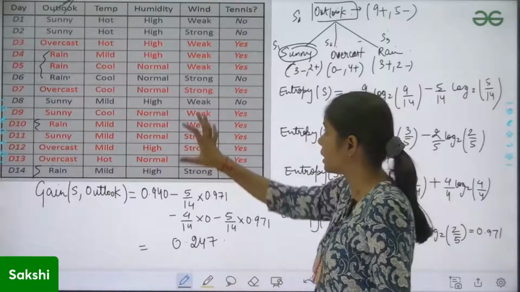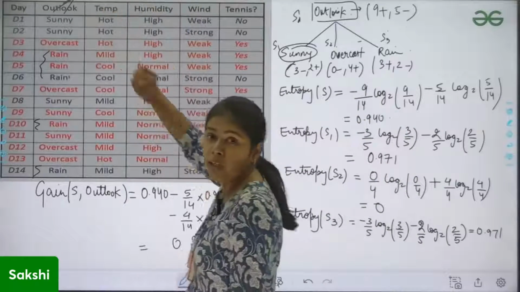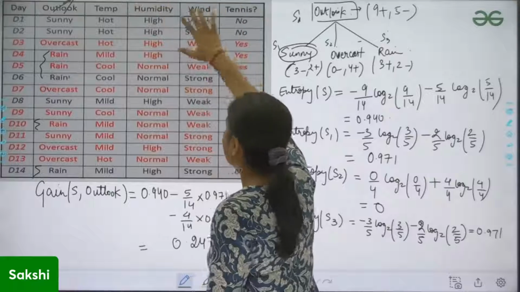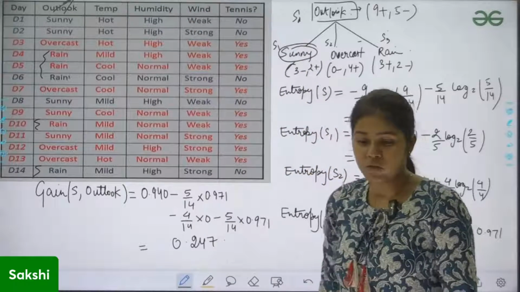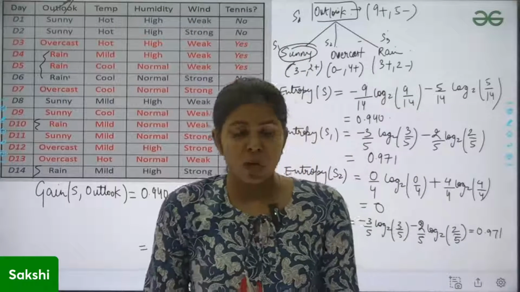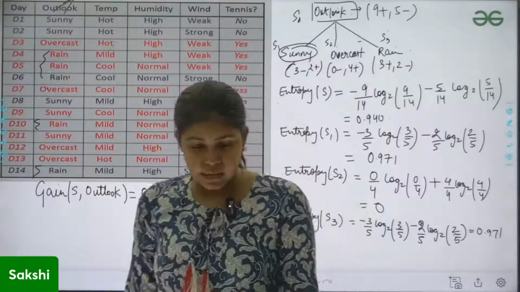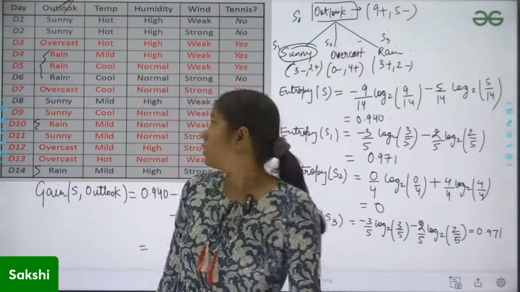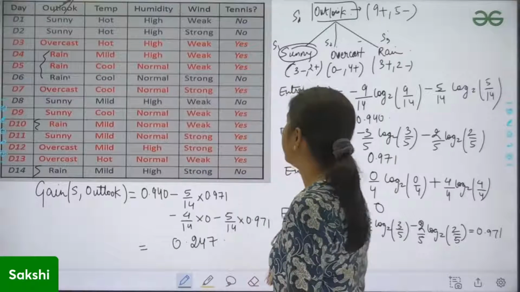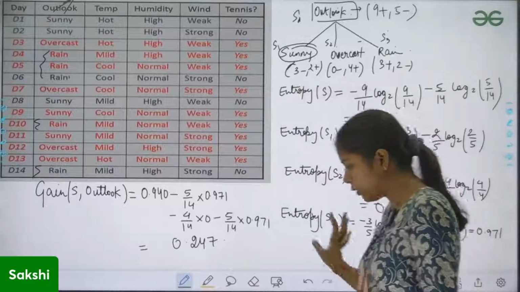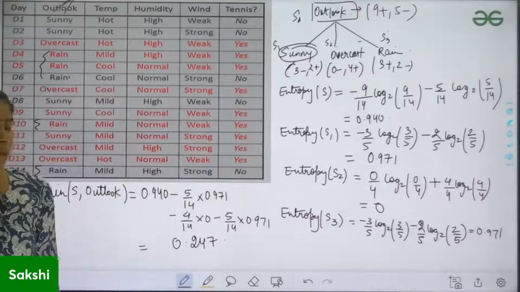Now you have to do the same thing. You have to find out entropy for temperature, entropy for humidity, entropy for wind. So let's just find out by yourself and let me know which feature is important. Just try to do that. Let's take time and find out the entropy of temperature, humidity, and wind. And you can take notes from here if you need it.